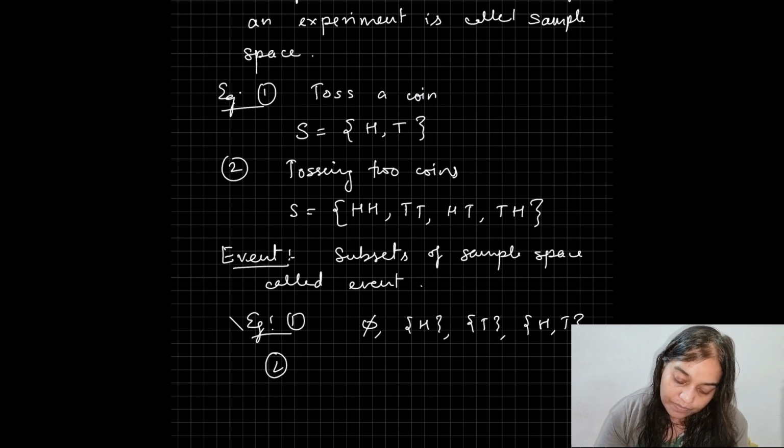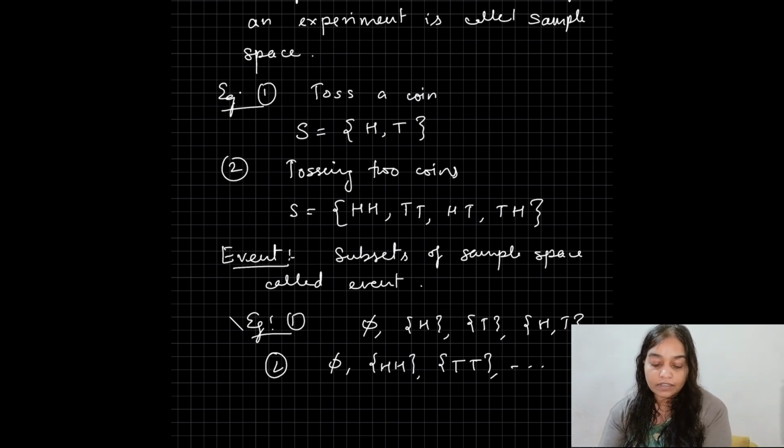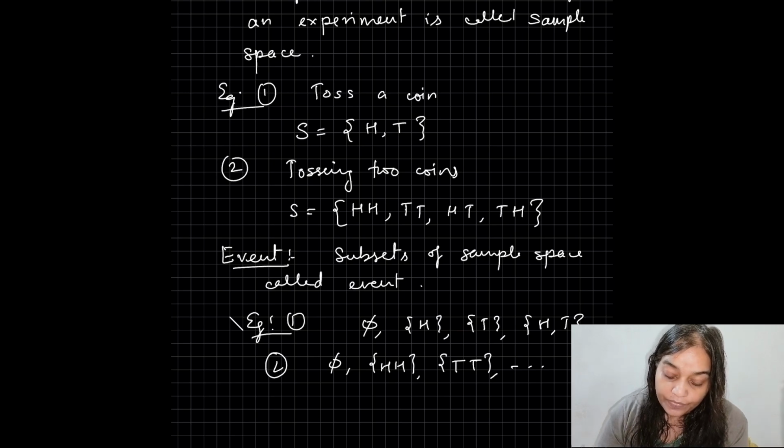In example 2, all subsets of this. I am not writing all subsets, but a few of them, and likewise. So these are called events. In simple language, events are nothing but the subsets of sample space. Whenever we perform an experiment, we need some particular type of events, for which we are going to calculate our probability. So we are not going to take all subsets of S, but whatever is in question, what is in demand, that event we are going to take, and that event is definitely going to be a subset of sample space. Alright.